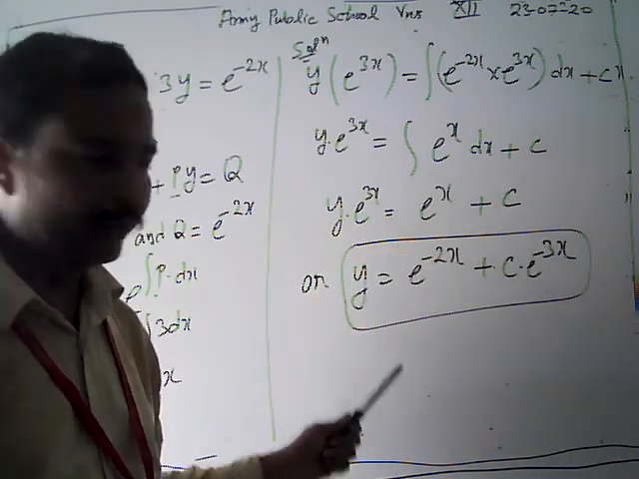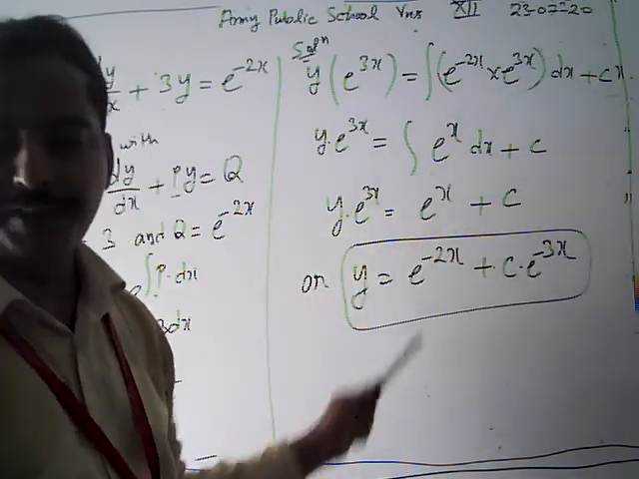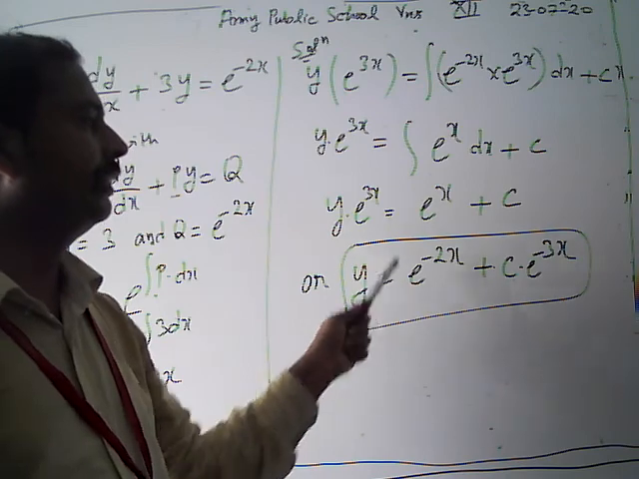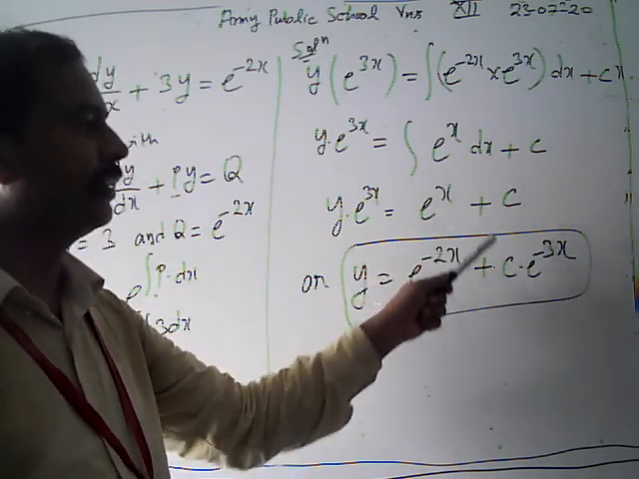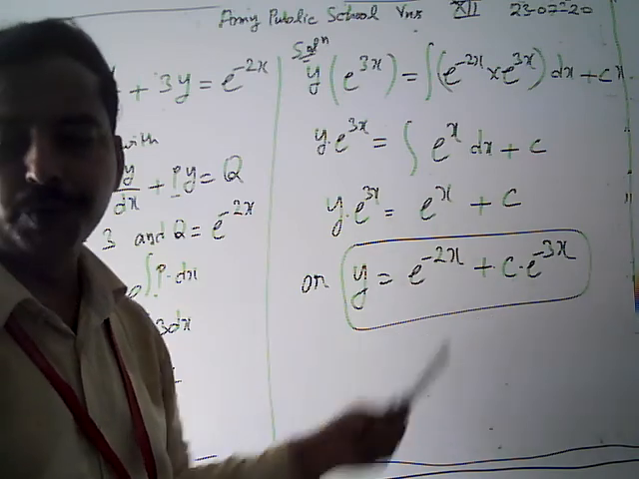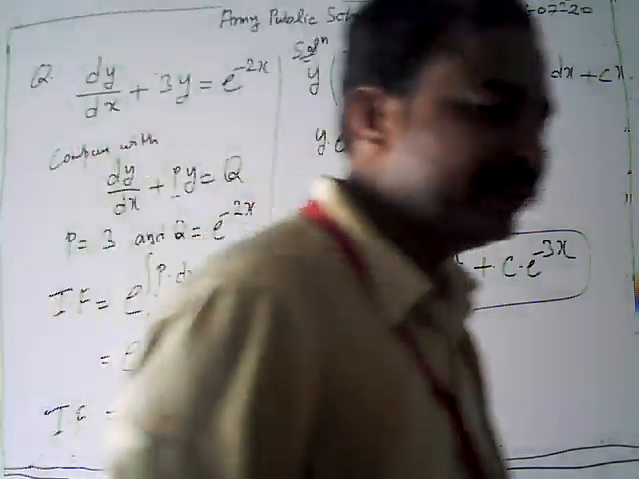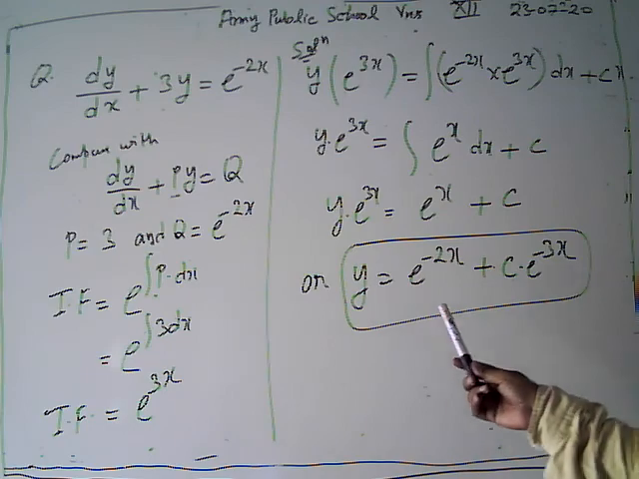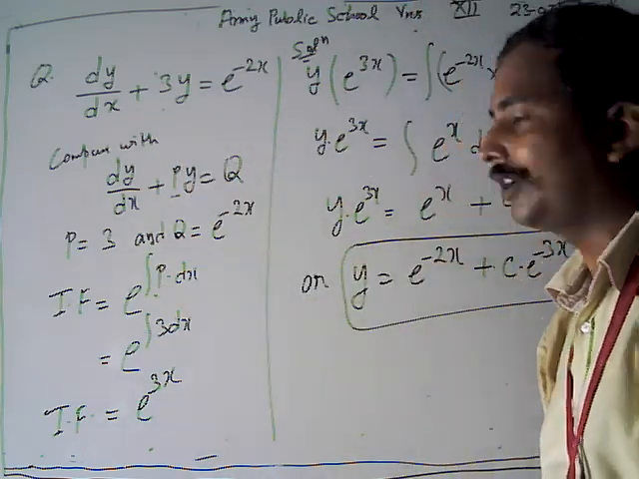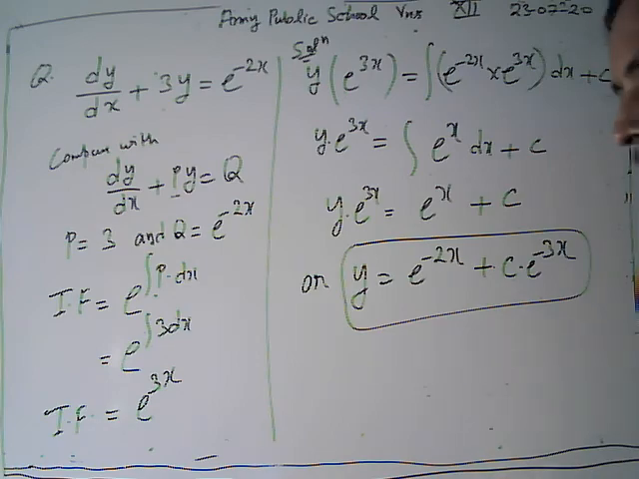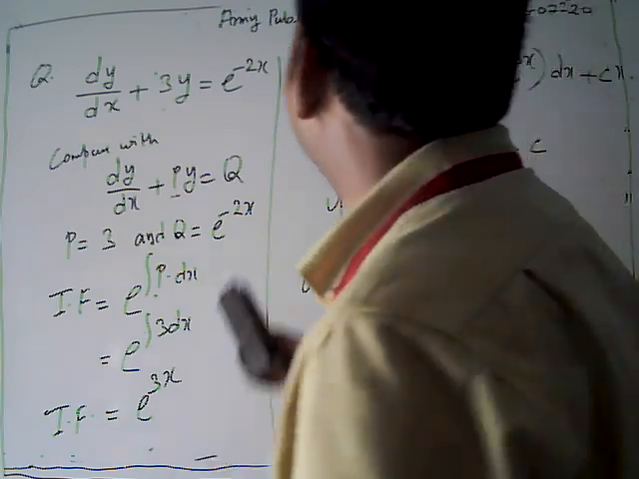Also we can write it by dividing each term by e to power 3x. We get y equals e to power x upon e to power 3x, which gives e to power minus 2x, plus c upon e to power 3x, which gives c into e to power minus 3x. This is our required general solution of the given differential equation dy/dx plus 3y equal to e to power minus 2x. Let's take the next example.